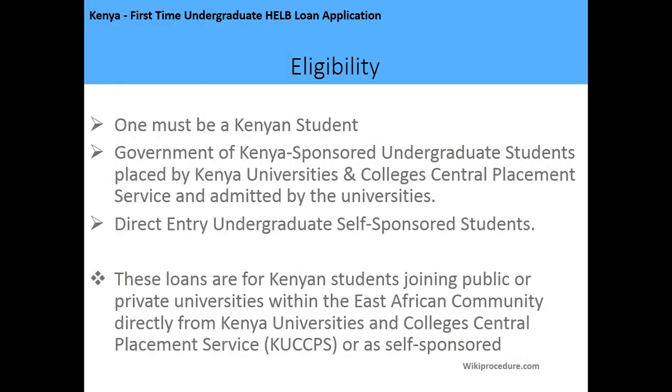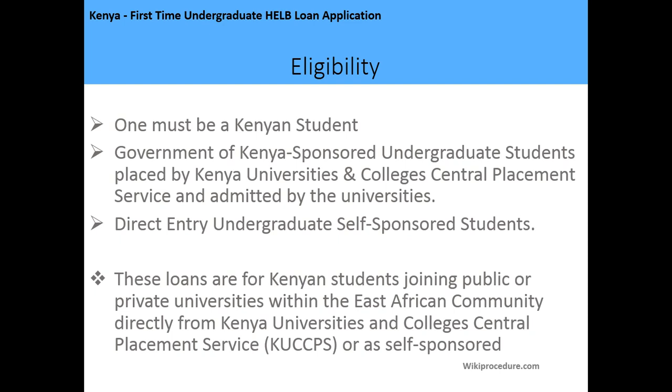So let's move on. The eligibility is that one must be a Kenyan student. Two, the government of Kenya sponsored undergraduate students placed by the Kenya University and College Central Placement Services, KUCCPS, and admitted by the university. So one is to be a government of Kenya sponsored undergraduate student, and you have to be given admission by placement by the KUCCPS.